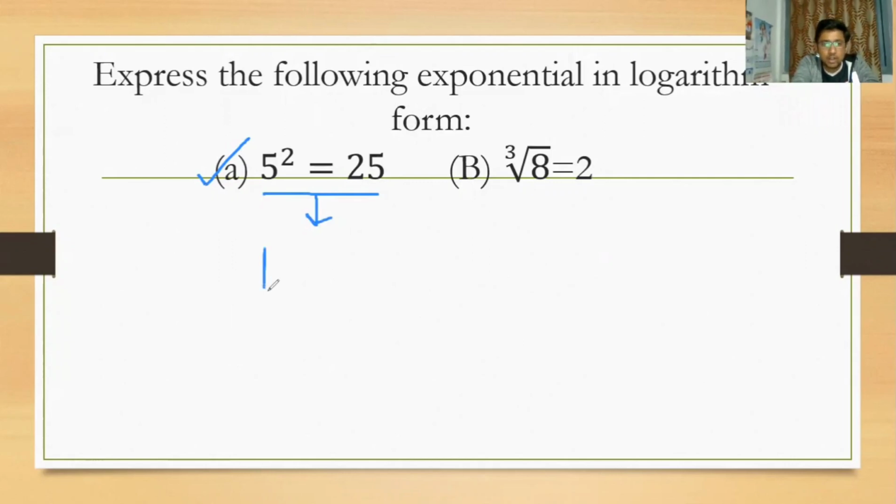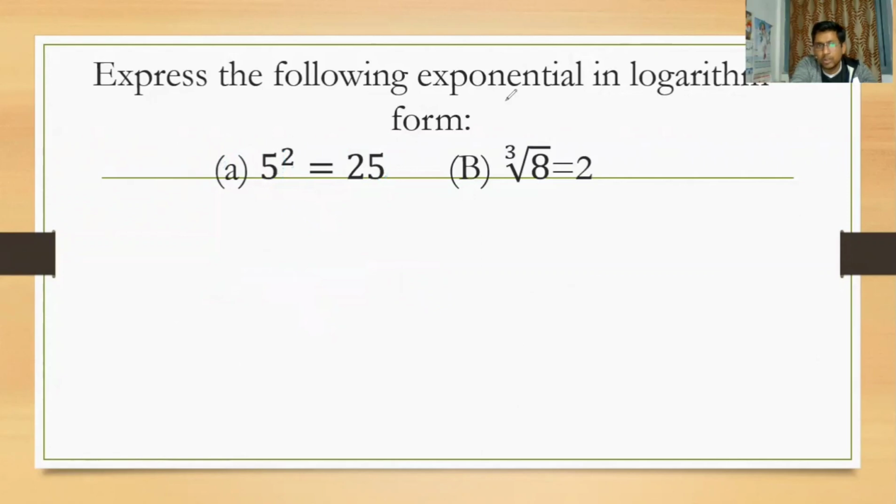First of all, how do I convert it? Just see this. My answer should be in terms of 2. So 2 is equal to what? Logarithm of how much? 2 is equal to logarithm of 25. And what is the base of this particular exponent? The base is 5. So yes, log of 25 with base 5 is equal to 2. This is how you write it. I hope you understood this particular example.